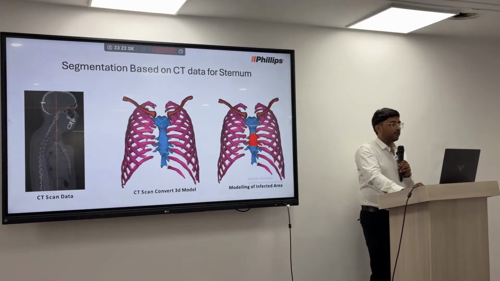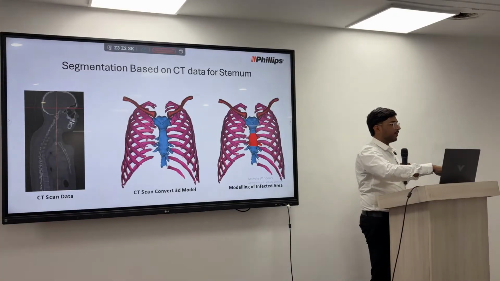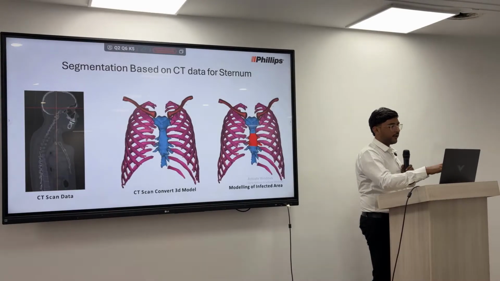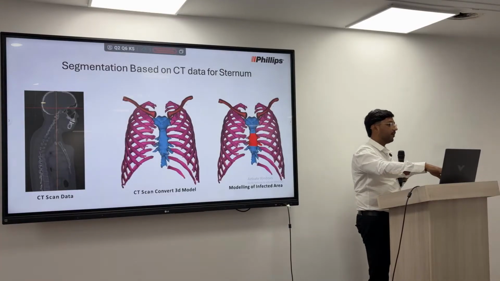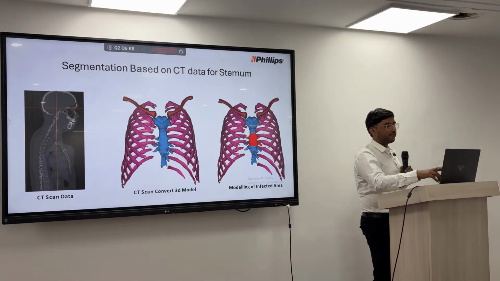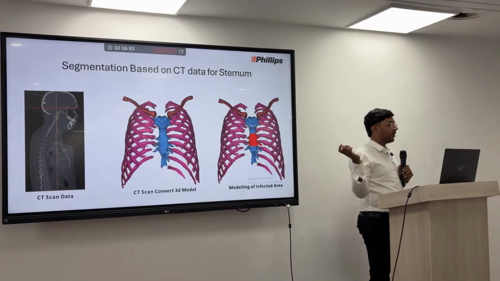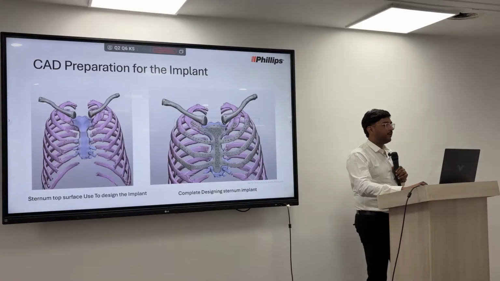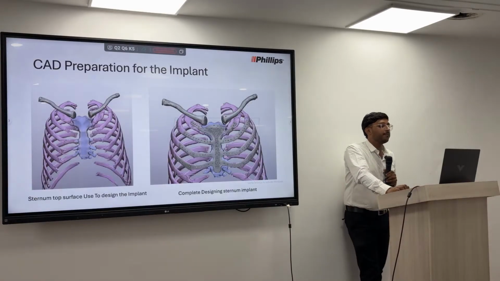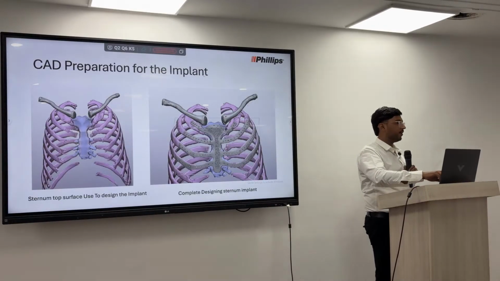So during the segmentation, you can see there is CT scan data. After the CT scan data, we converted it into the 3D model. So you can see there is no bone. There is no bone attached to the centrum. Okay, so after that we need to remove that tumor as well and put the implant over it. After that we can do the CAD preparation of the implant. So you can see the implant is over here.